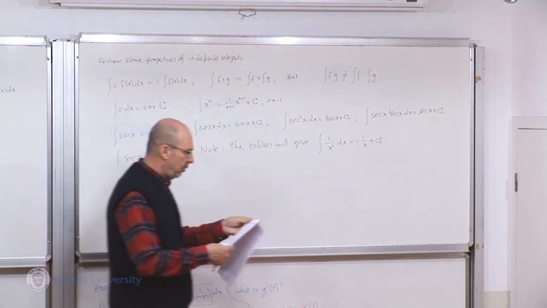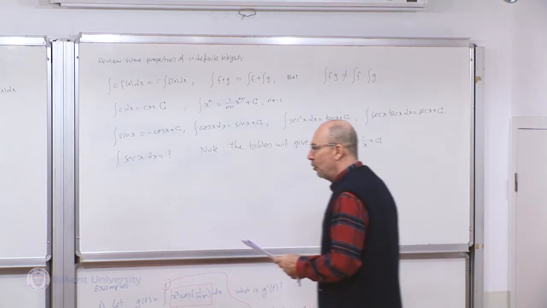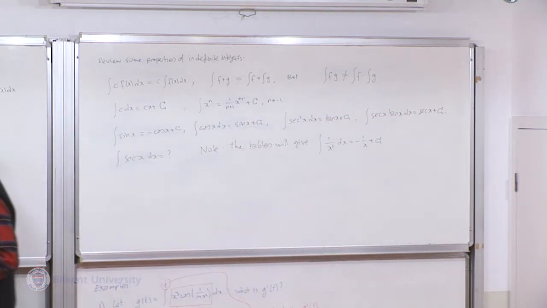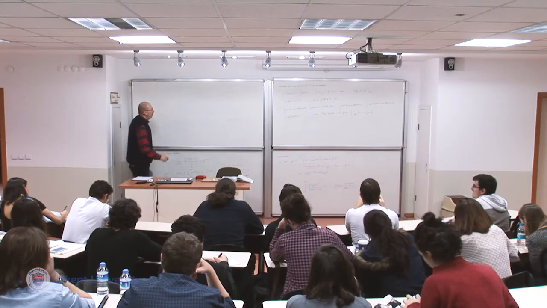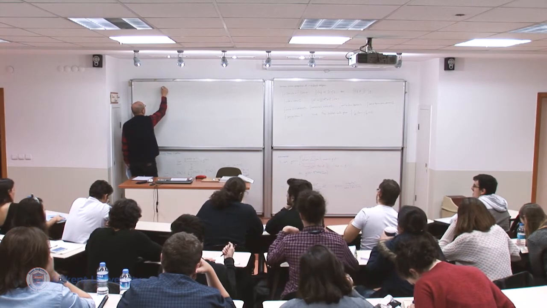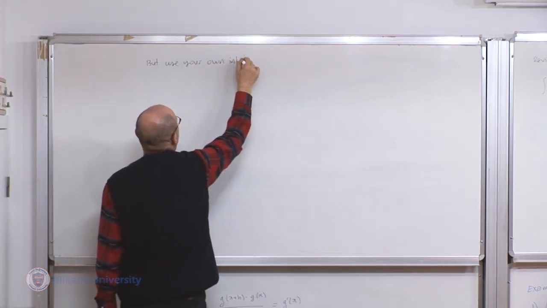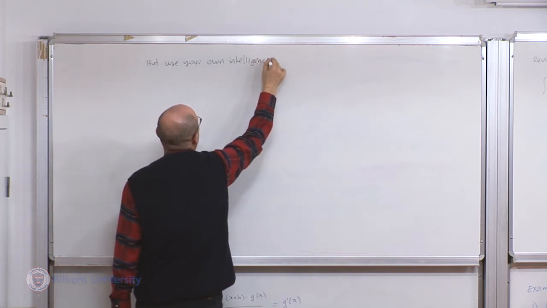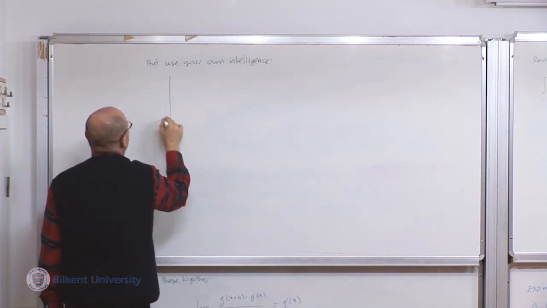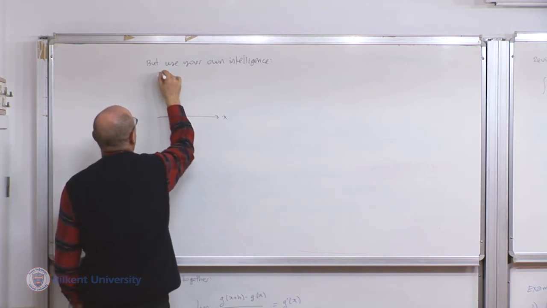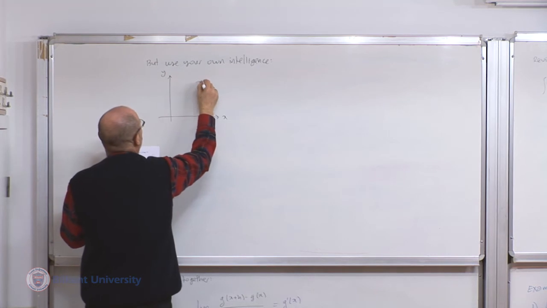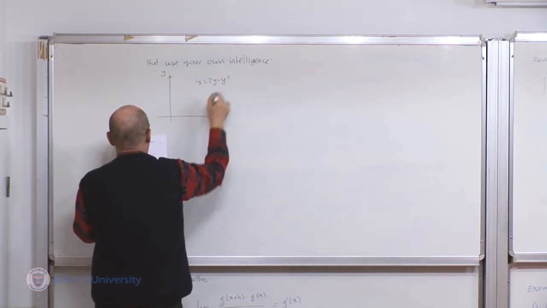Okay, let's do. Sometimes, of course, just because you learned something new doesn't mean that you have to use it everywhere. There is even a proverb saying that give somebody a hammer and he thinks everything is made of nails. So use your own intelligence. So find the area, where the function is x equals 2y minus y squared.